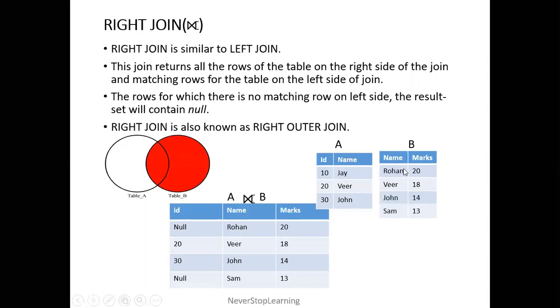So if you can see here, now I will check from the right side. Rohan is there in table B, but this name is not there in table A. But because it is on the right side and we are applying right join, Rohan will come, but in place of ID, we will mention null. Veer is there in both tables, so this record will completely come. John is there in both tables, so this record also will come completely. Again, Sam is not there in table A, so the data of Sam, name and marks, will come because they are coming from table B, and in place of ID there will be a null value.